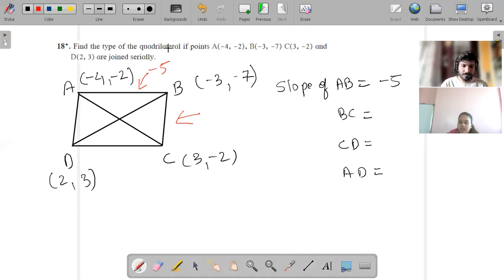5 upon 6. Yes, correct. So this is minus 5 is for AB, and 5 upon 6 is for BC. We have still 2 more sides remaining.